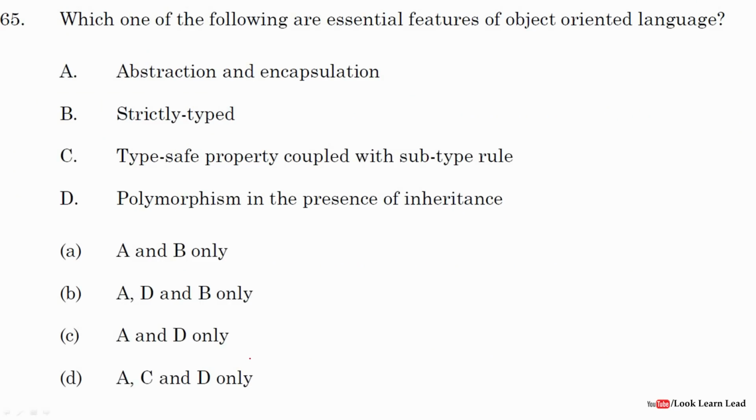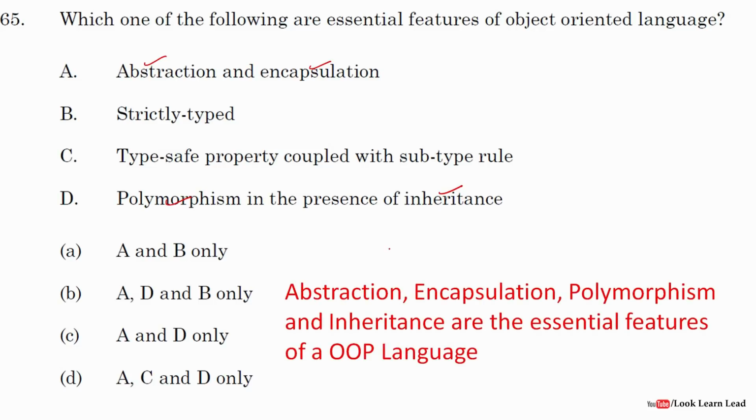Next, 65th question. Which one of the following are the essential features of object-oriented languages? Okay, the essential features of object-oriented languages are abstraction, encapsulation, polymorphism, and inheritance. So these are the four essential features. The answer is A and D only.